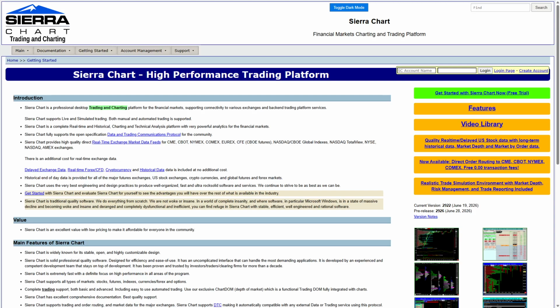Sierra Chart versus Tradovate, which trading platform wins? Choosing the right trading platform can completely change how you analyze markets and execute trades without unnecessary complexity. Sierra Chart offers advanced charting, while Tradovate focuses on cloud-based trading ease.